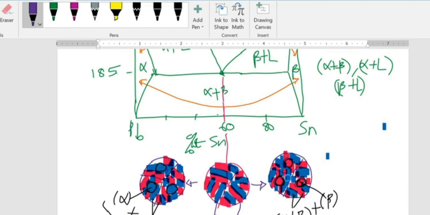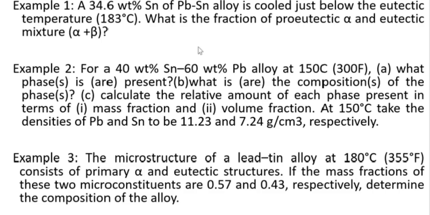And when you move to the right, you will still have this same structure, which is the background, with the additional beta, which is represented as the brown or red spheres. So let's look at these questions and see how we can solve them.